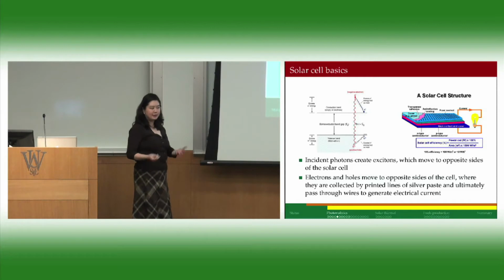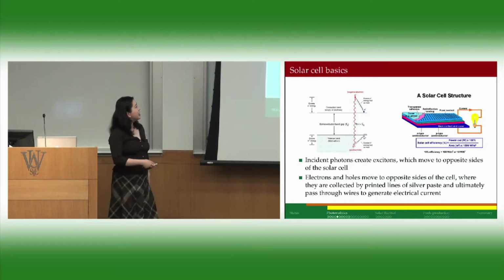Lots of compounds: germanium, gallium arsenide, etc. These are semiconductors. And what I mean by a semiconductor is that it has two sets of bands. There's a conduction band and a valence band.